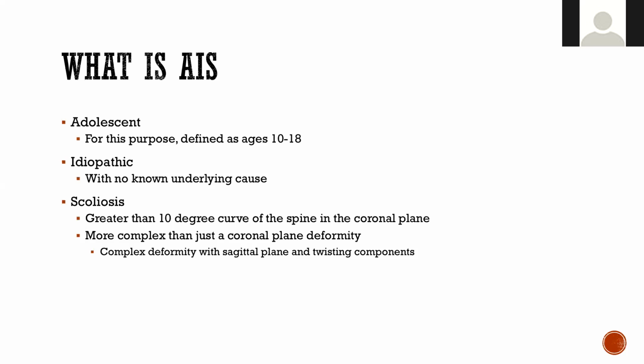Idiopathic, meaning we don't really know what the underlying cause is: no genetic factors, no obvious cause, no structural causes for the spine to become deformed. And scoliosis is generally accepted as a coronal deformity of the spine with greater than a 10-degree curve in that plane. While we generally think of AIS as a coronal deformity, it is a complex deformity that includes sagittal deformity, coronal plane deformity, as well as axial deformity, which is essentially twisting of the spine on itself.